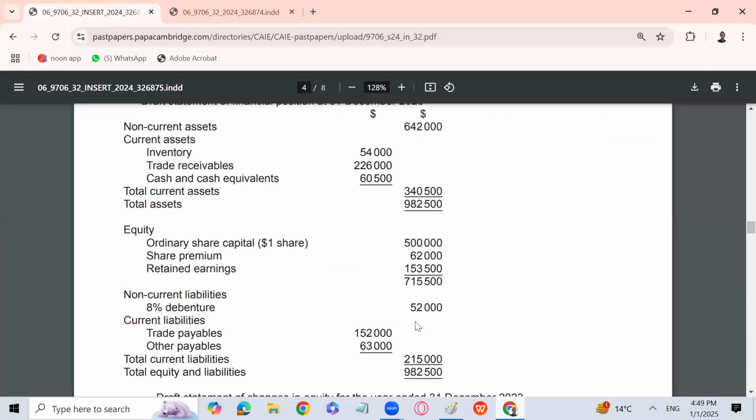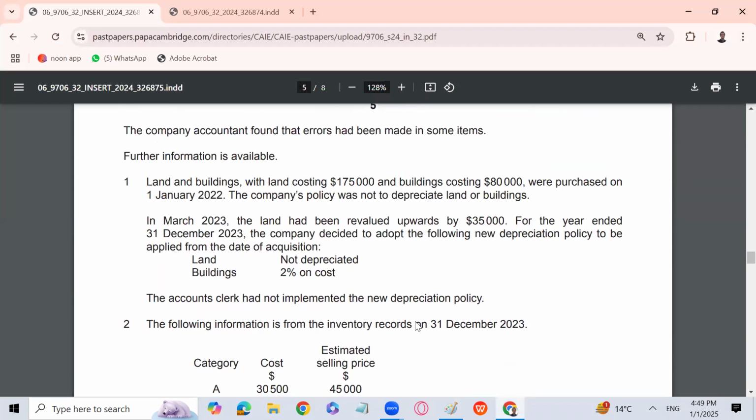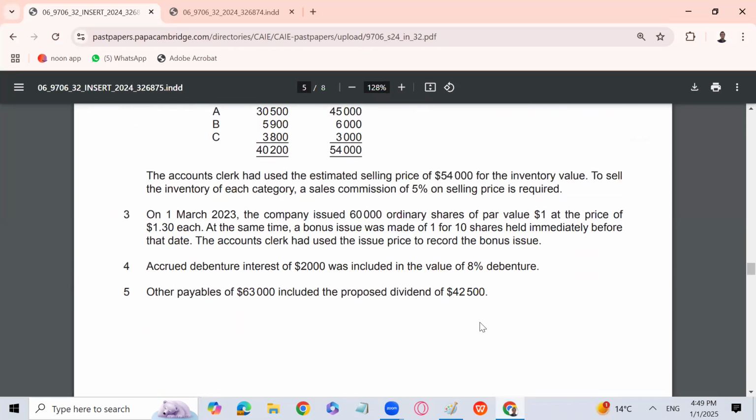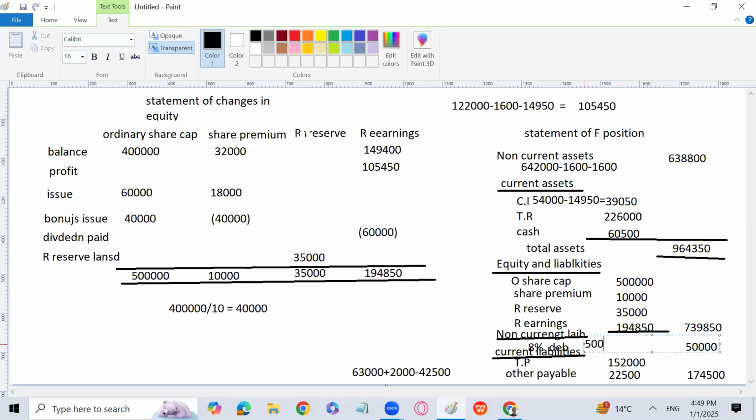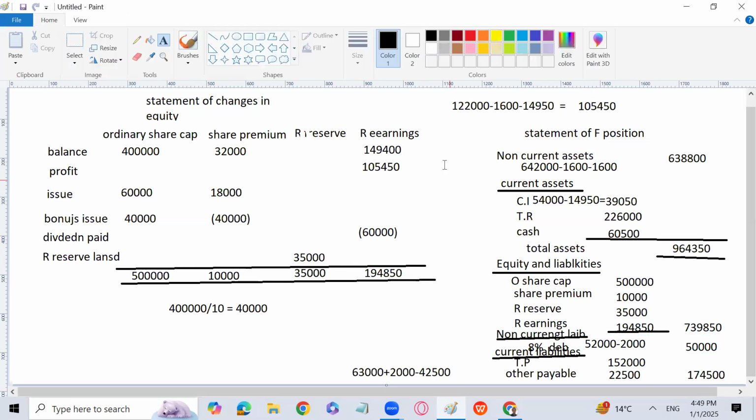Okay. 42,500, I just want to make you see again over here. Other payable 63,000 included the proposed dividend of 42,500. It should be written as a footnote. That's it. So from 63,000 I need to subtract 42,500 plus 2,000, because accrued debenture interest has been subtracted and now it is going to be written in current liability. So that is why. You can write it separately also, that is up to you. 52,000 minus 3,000. So we are done with that. Totally same.